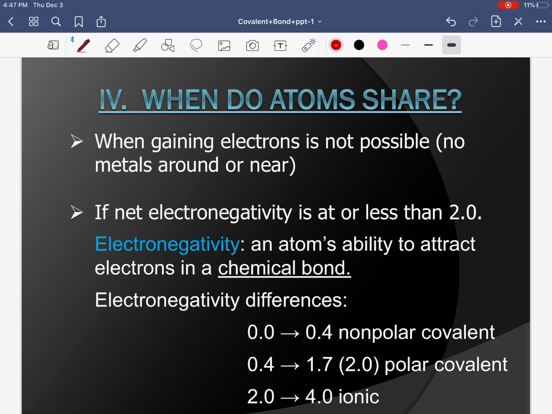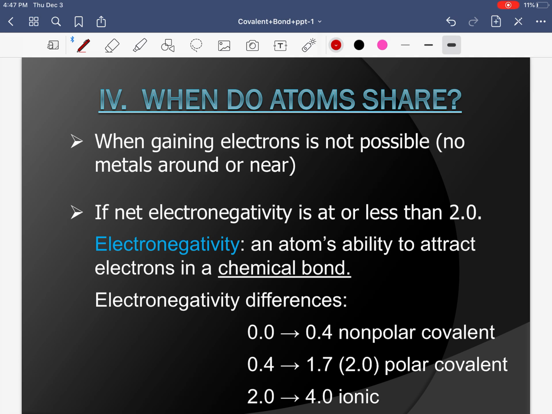They share electrons when they aren't able to lose or gain one. So basically, remember, ionic bonding happens with metals and nonmetals. If there's no metal around, it's going to just take whatever it can, and it's usually going to be a nonmetal.